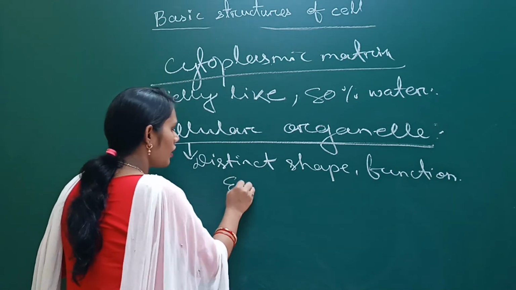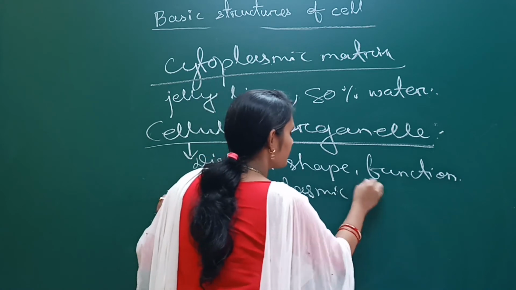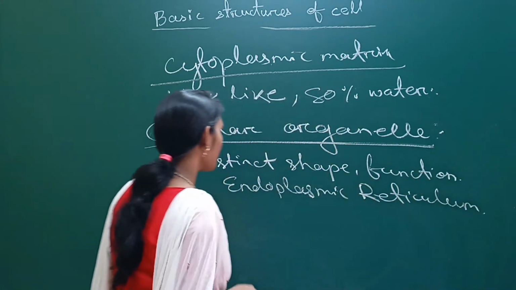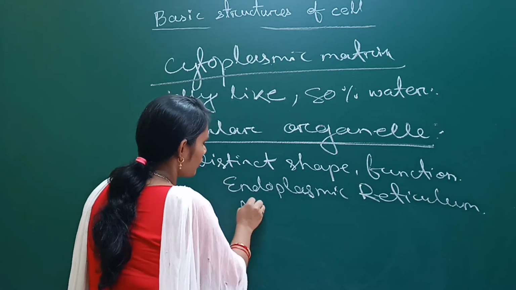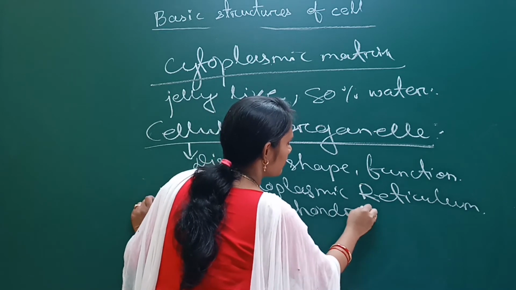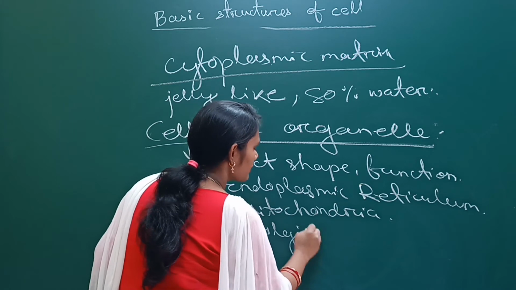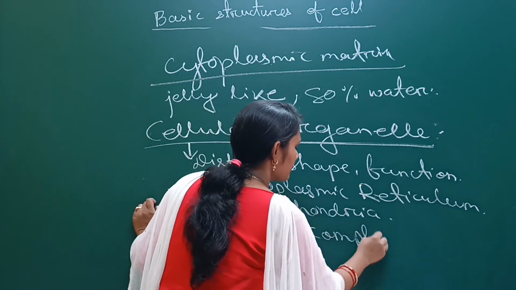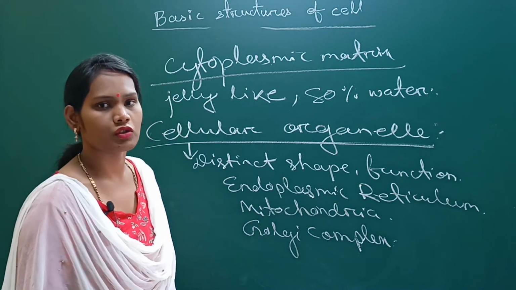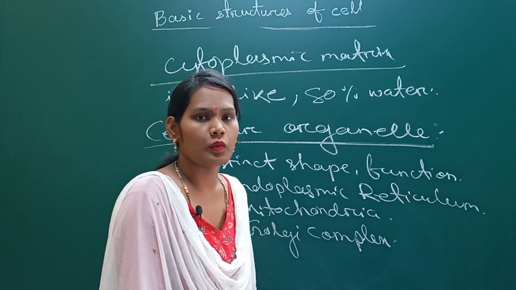There are different types of cellular organelles. For example, endoplasmic reticulum is a type of cellular organelle. Next, mitochondria, which is also called the powerhouse of cell, is also a cellular organelle. Next, Golgi complex is a cellular organelle. Granules, vacuoles, ribosomes. So these are the cellular organelles which remain in the cytoplasm.